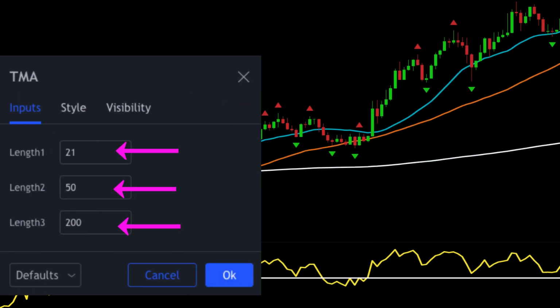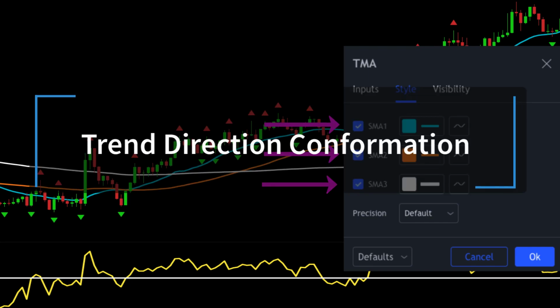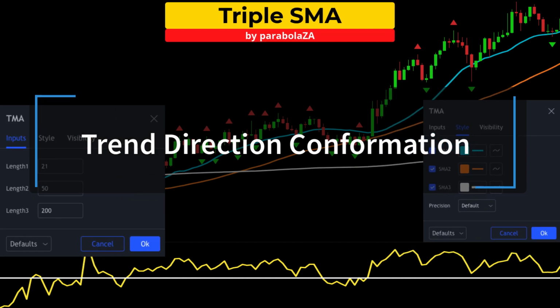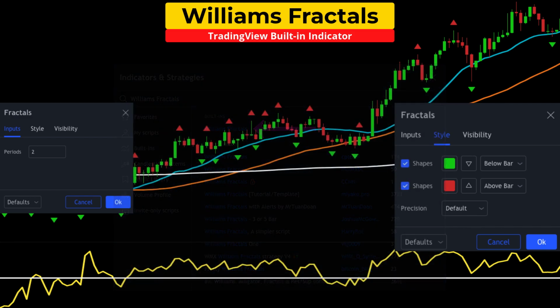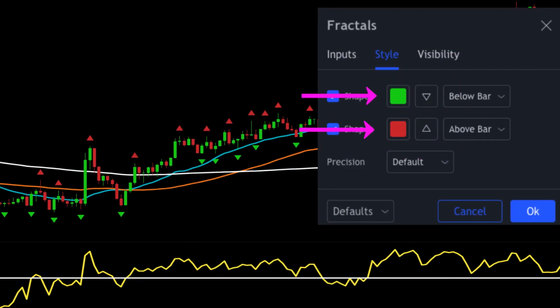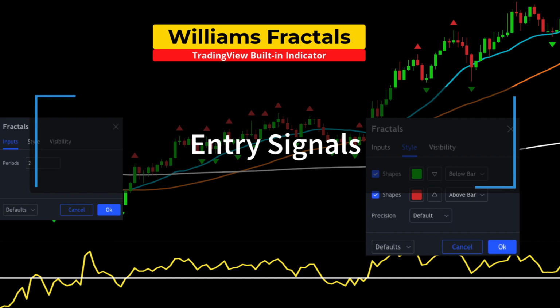I am going to set length 1 to 21, length 2 to 50, and length 3 to 300. The 21 SMA will be colored in aqua, the 50 SMA will be orange, and the 200 SMA will be set to white. We are going to use these studies as trend direction confirmation. The final indicator is Williams Fractals, set to default settings, just like in Artie's video. I'm going to change the color of the bullish fractal signal to green and the bearish fractal signal to red. This indicator will provide our entry signals.